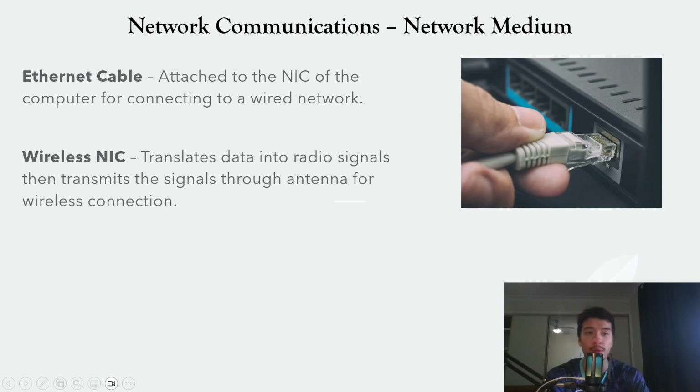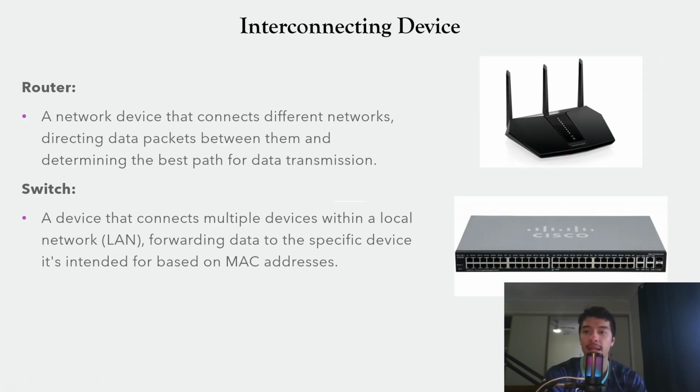But you know how when you have the computer with the Ethernet port, you plug it in. That is the Ethernet cable, and that's going into the NIC. You have the wireless NIC, which translates data into radio signals and transmits the signals through an antenna for wireless connection. Okay, I think everyone can understand that.